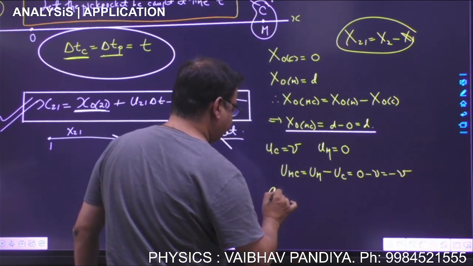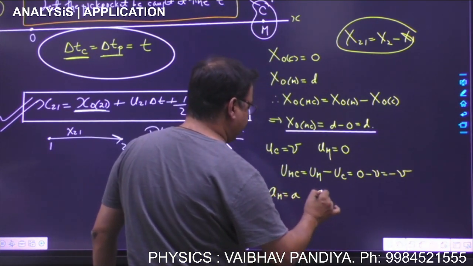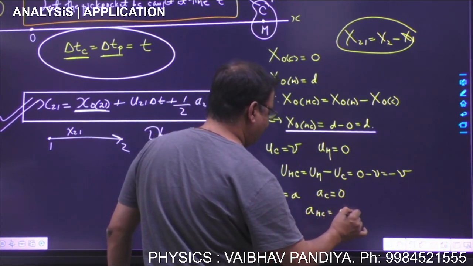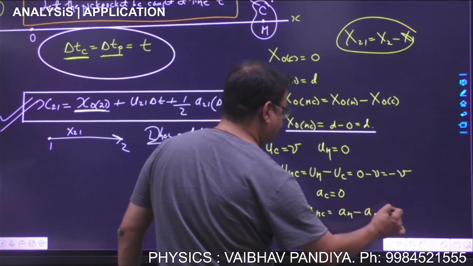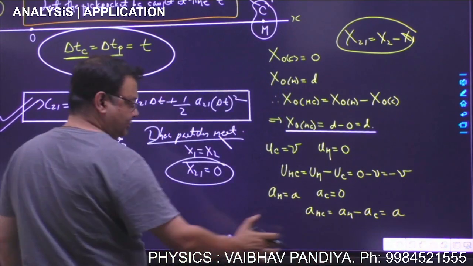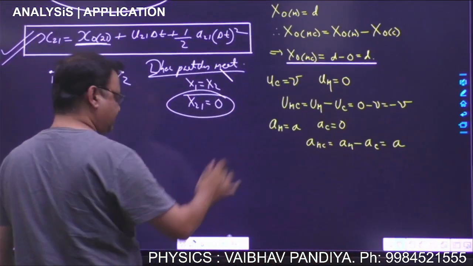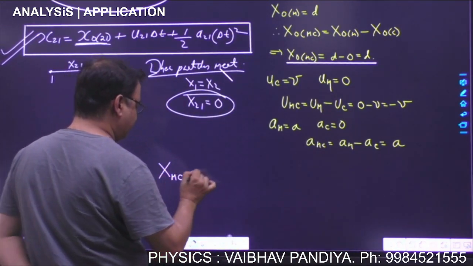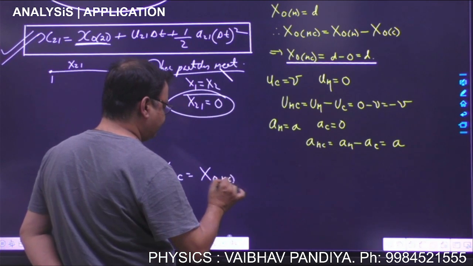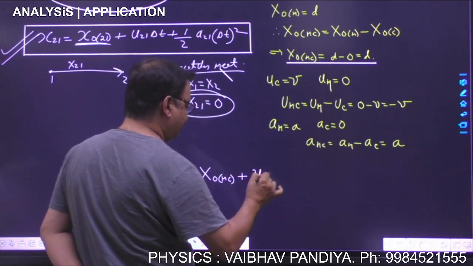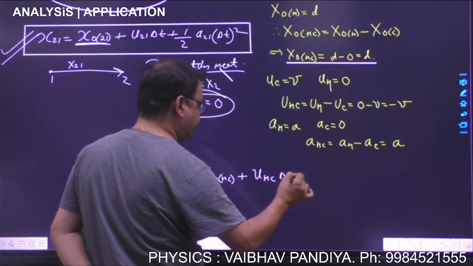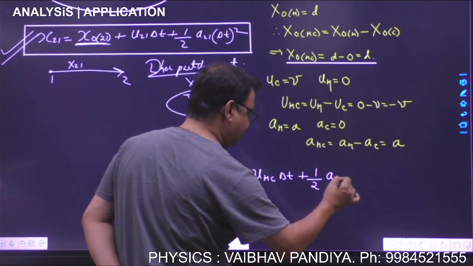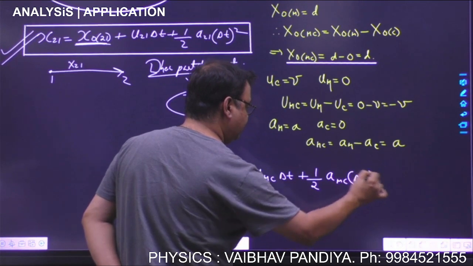Okay. Now the acceleration of the motorcyclist is plus a. The acceleration of the car is 0. So the acceleration of the motorcyclist with respect to the car is a of motorcyclist minus a of car, so it will be plus a. Got it? So now you can find the relative position at any time. The position of the motorcyclist with respect to the car is the initial position of the motorcyclist with respect to the car plus the initial velocity of the motorcyclist with respect to the car into delta t plus half of the acceleration of the motorcyclist with respect to the car delta t square.